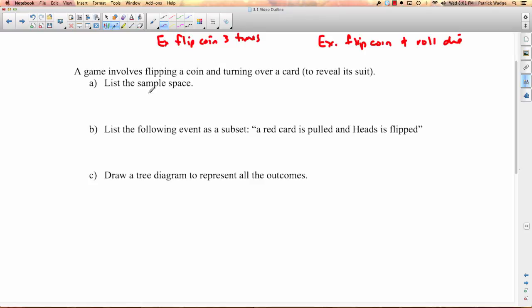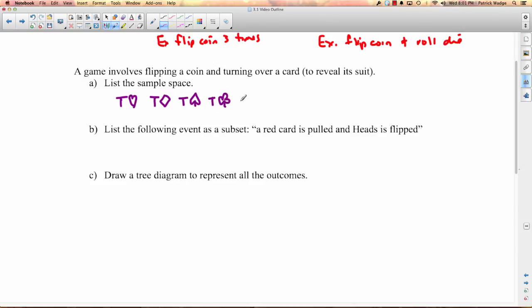List the sample space. So remember, the sample space is the set of all the possible outcomes. So if you flip a coin and turn over a card to reveal its suit, what are the possible outcomes? We could flip the coin and get a tails, and flip the card and get hearts. Or you could flip the coin and get a tails and get diamonds. Or you could get tails and spades. Or you could get tails and clubs.